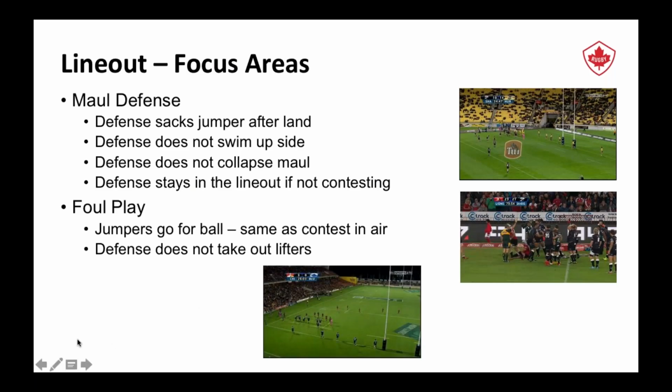Okay, now the other scenario we often see is defenses not contesting the line out and then not contesting the maul and hoping for an obstruction decision. So the way that we want to look to adjudicate this now is to have the defenders ensure that they stay on the line the whole time. So oftentimes at lower levels of the game, and even the very top levels of the game, we see the defenders actually move away from the line before the ball has left the line out. So we do need to make sure that we eliminate that.